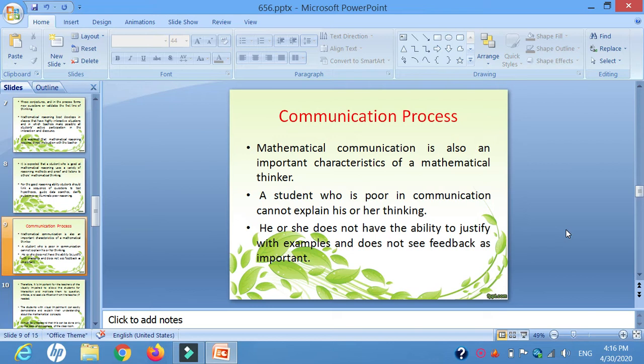Mathematical communication is also an important characteristic of a mathematical thinker. A student who is poor in communication cannot explain his or her thinking. He or she does not have the ability to justify with examples and does not see feedback as important.